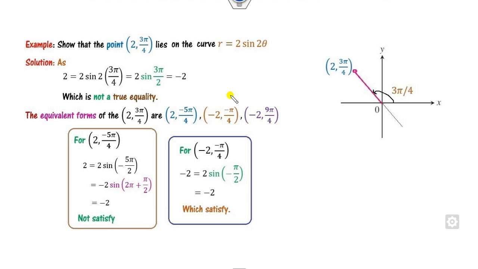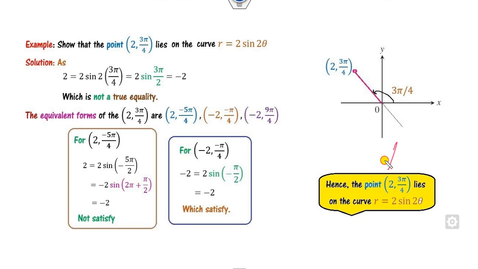Look at the second point. Again, you can see now it is satisfied. So it means this point, you can say these coordinates lie on the curve. And this point is called the descriptive polar coordinates. So you can see, yes, this point lies on this curve. There is no need to check the others, but if you want to check, you can. There is no problem.